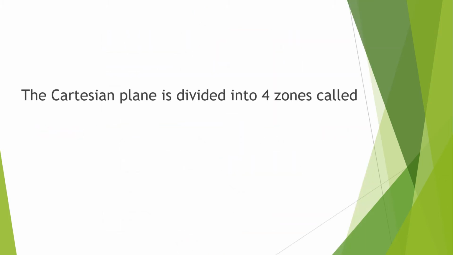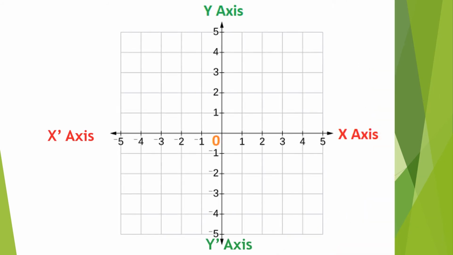Now, this Cartesian plane is divided into 4 different zones called quadrants. The quadrants are marked in an anti-clockwise direction starting from the top right corner, and so this is how the quadrants look.